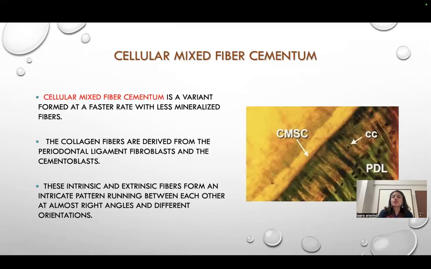Now, another type of cellular cementum is cellular mixed fiber cementum. Mixed fiber means it has both intrinsic and extrinsic fibers. Cellular mixed fiber cementum is a variant formed at a faster rate with less mineralized fibers. The collagen fibers are derived from the periodontal ligament fibroblasts and also from the cementoblasts. These intrinsic and extrinsic fibers form an intricate pattern running between each other at almost right angles and with different orientations.